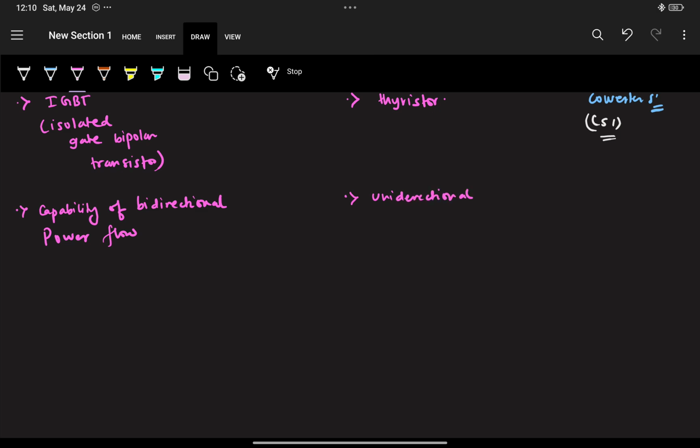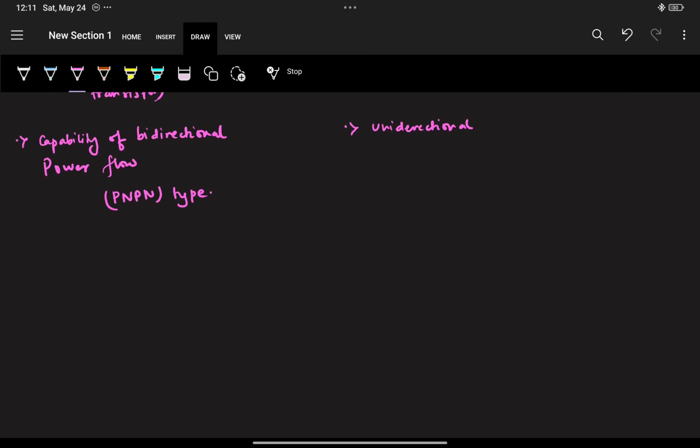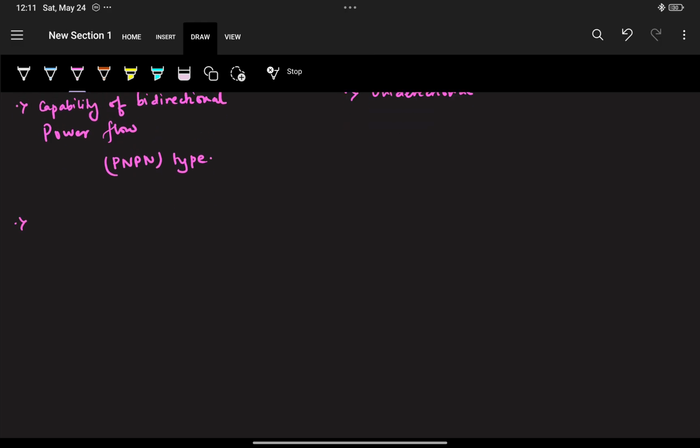Because current only flows from anode to cathode in the case of current source converters, whereas a voltage source converter has a PNPN type configuration, where based on the pulse width we can easily change the direction of the power flow, or we can change its output parameters.